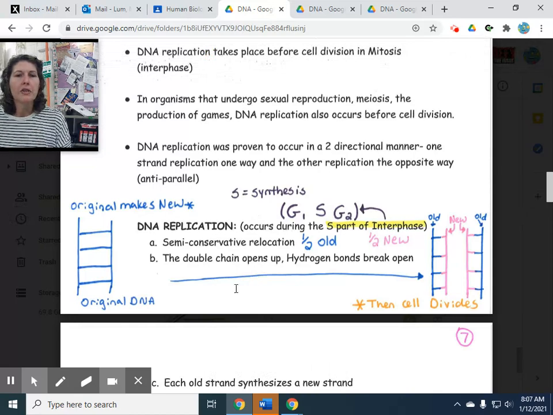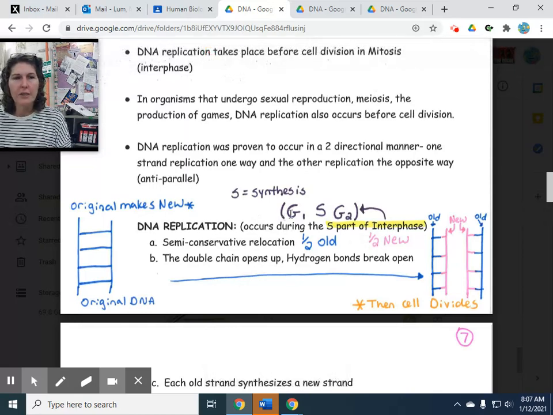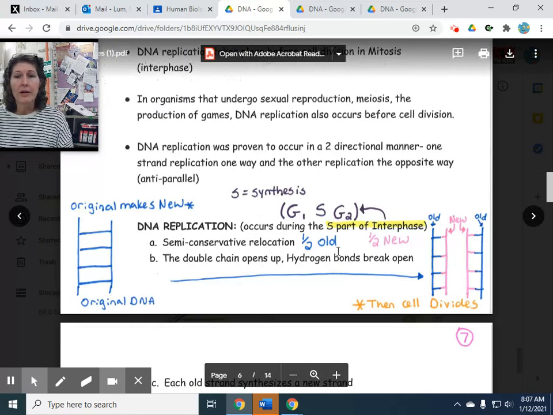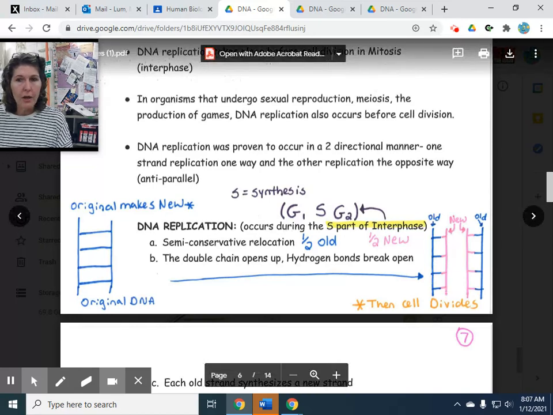So this replication, once again, is going to occur during interphase. We said that there's 3 parts, G1, S, G2. S just means synthesis, to create. I'm creating new DNA. Semi-conservative replication, Meselson and Stahl, means that each strand contains 1/2 old and 1/2 new DNA. Once I have this, I now have twice the amount of DNA in that cell. That cell's going to need to go through cell division. It needs to divide. I can't have that much DNA in a single cell.